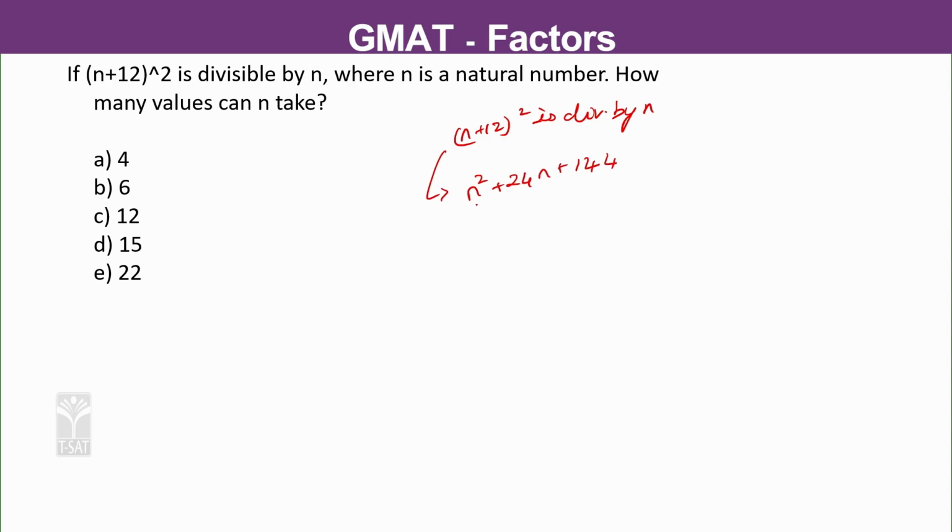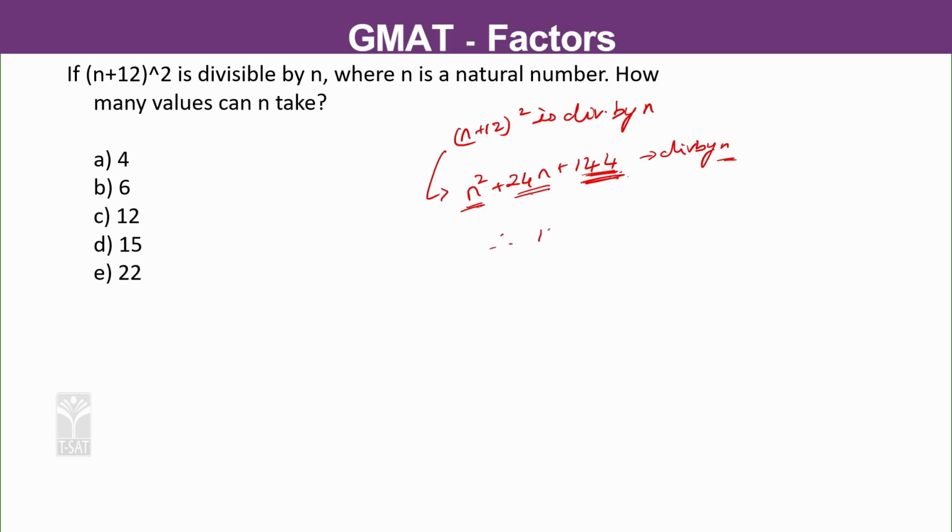So, when this is divisible by n, what we are noticing is n square is definitely divisible by n, and 24n is also divisible by n. So, the only number that is left is 144. Hence, 144 should also be divisible by n, since the sum of these 3 numbers is divisible by n and these 2 numbers are divisible by n. The third number also should be divisible by n.